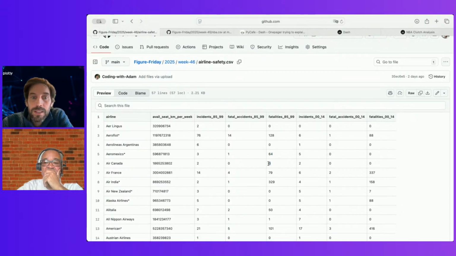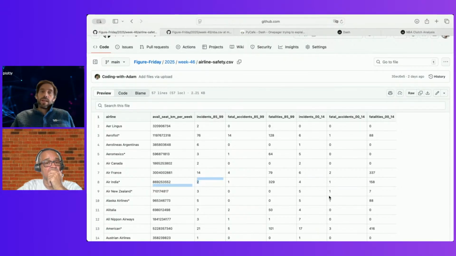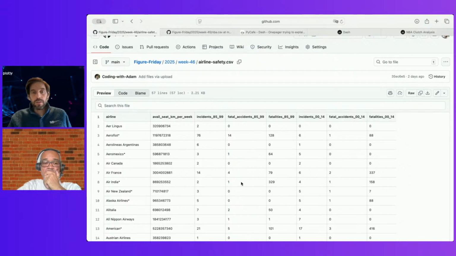329 for Air India in 2 incidents. So it's interesting to see incidents versus fatalities: incidents, fatal accidents, number of fatal accidents, and number of fatalities. Usually when a fatal accident happens on a plane, more than one person dies, usually most of the plane. You see 329. So, an interesting data set.